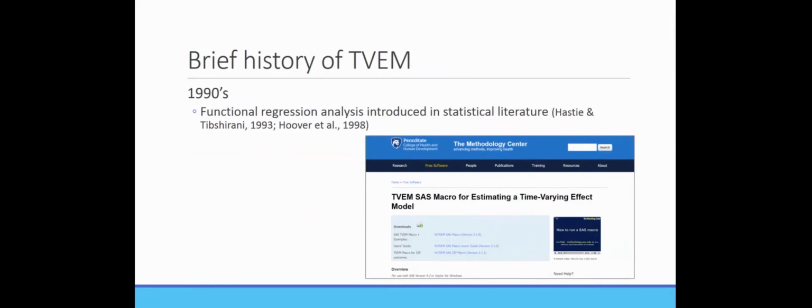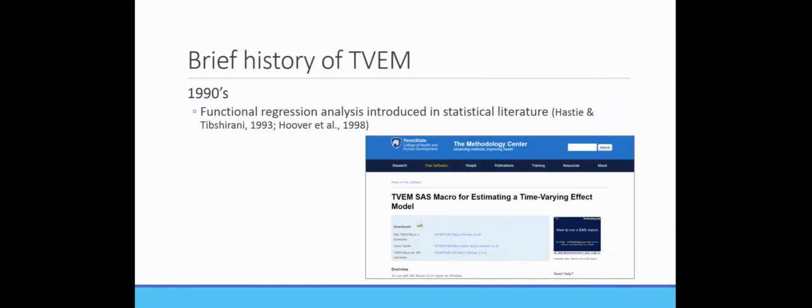It's a really new procedure. It is starting to be used more and more. It's taking off very rapidly. But I want to give you a sense of the history here, since we're able to capture it. We're so early in the process. So in the 1990s, there was a technique called functional regression analysis that was introduced in the statistical literature, and it never made its way into the literature that behavioral scientists read.